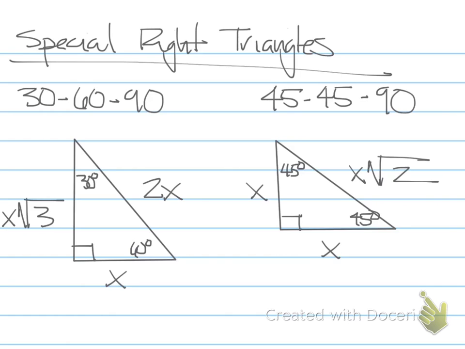So for a 30, 60, 90 degree triangle, the side opposite the 30-degree angle is referred to as the short leg. The side opposite the 60-degree angle is referred to as the long leg. And the side opposite the right angle is always the hypotenuse.